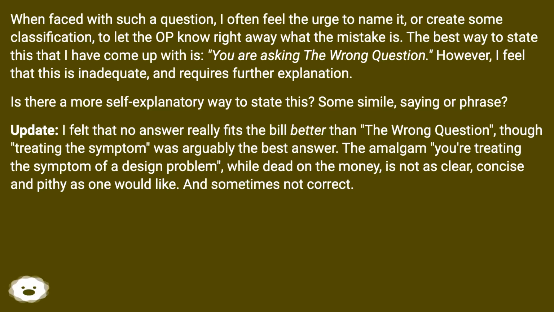Update, I felt that no answer really fits the bill better than the wrong question, though treating the symptom was arguably the best answer. The amalgam you are treating the symptom of a design problem, while dead on the money, is not as clear, concise and pithy as one would like. And sometimes not correct.